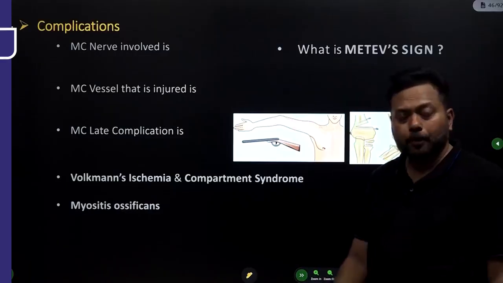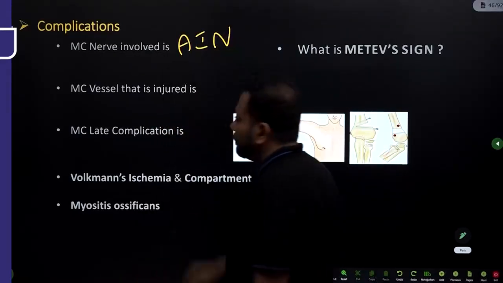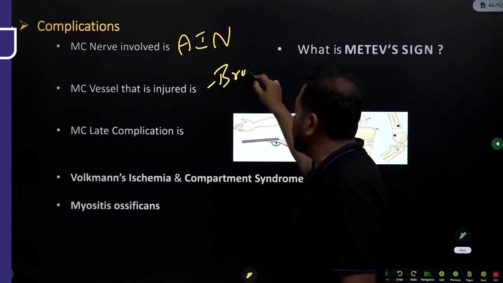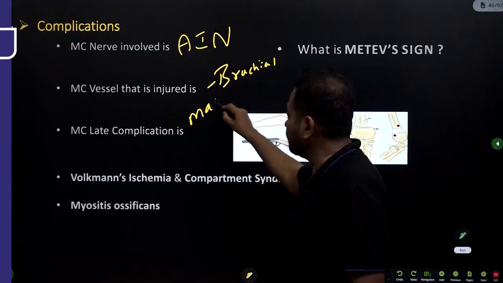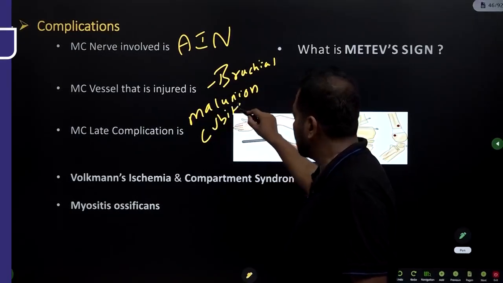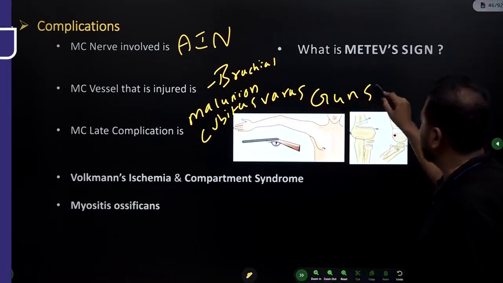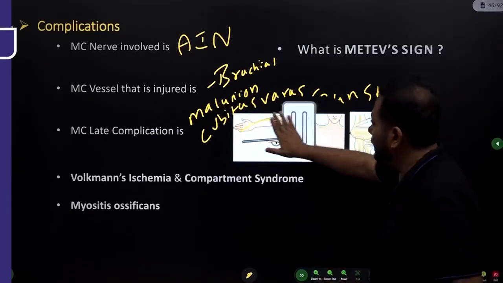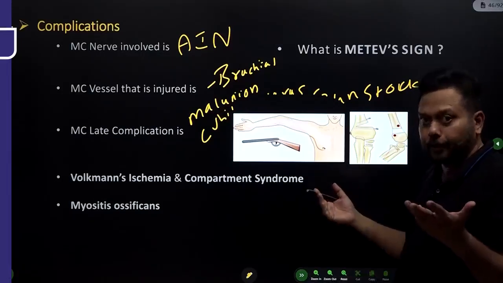Coming to complications of supracondylar fracture, the most common nerve that is involved is the anterior interosseous nerve. Second common is radial. Most common vessel that is damaged is the brachial artery. Most common late complication is malunion, and that is called cubitus varus. Otherwise, that is called gunstock deformity. This is that cubitus varus, exactly looking like a gunstock. Okay, it's called gunstock deformity. That's the most common late complication.